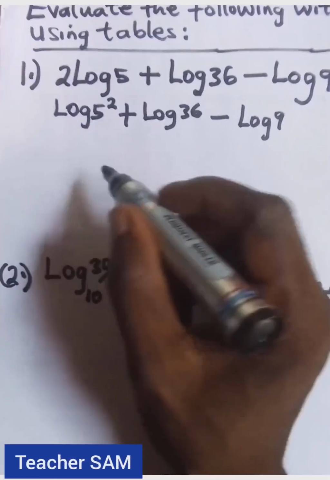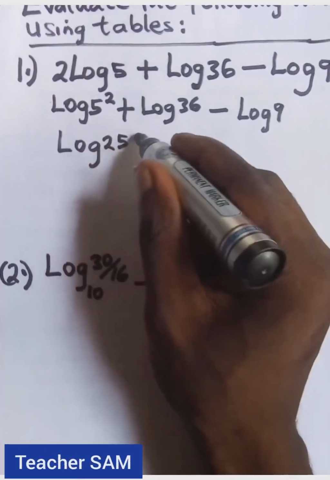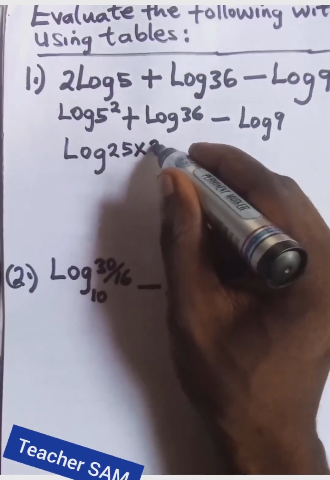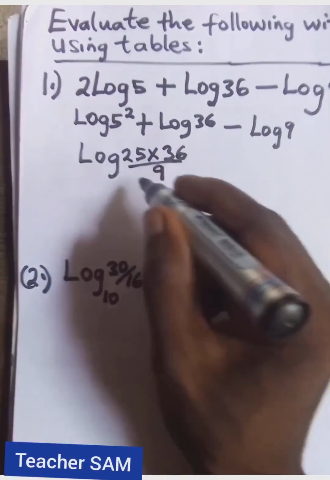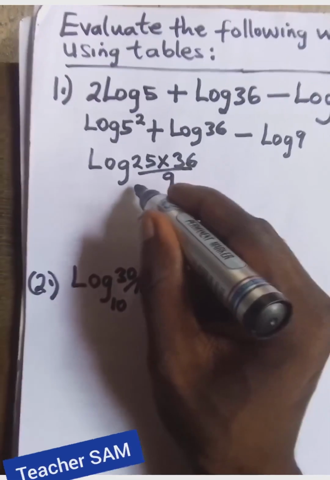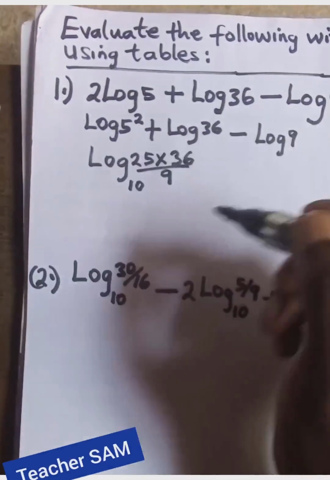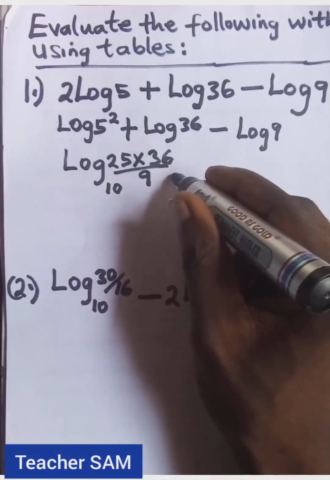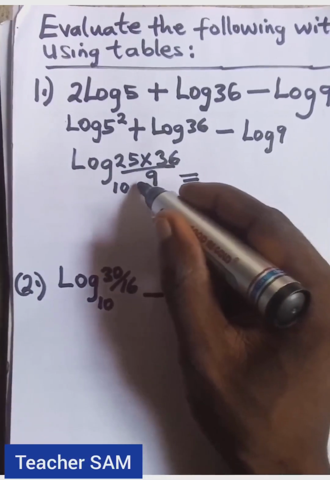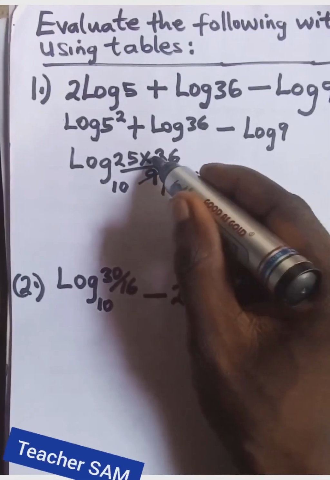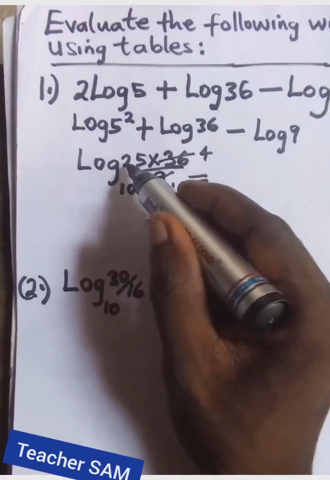So I'm going to start with this. Now, this will now be log 25 times 36. Now we divide everything by 9. Everything is to base 10. Remember, we are dealing with natural base, so base 10. Now by the time you do this, 9 will go into 36. 9 will divide itself 1. 9 will divide 36 4. So that when we say 4 times 25, we have 100.